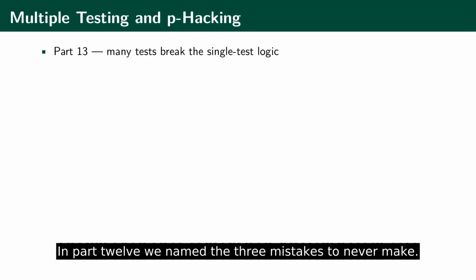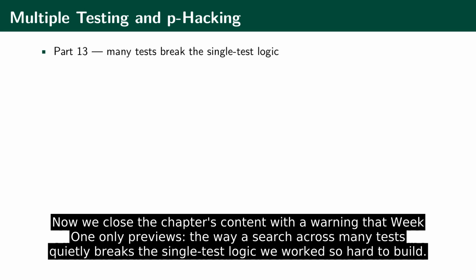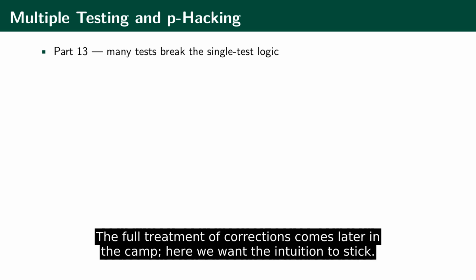In Part 12, we named the 3 mistakes to never make. Now we close the chapter's content with a warning that Week 1 only previews: the way a search across many tests quietly breaks the single test logic we work so hard to build. The full treatment of corrections comes later in the camp. Here, we want the intuition to stick.